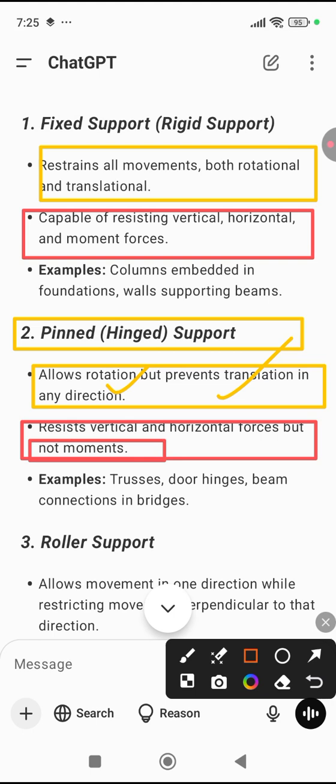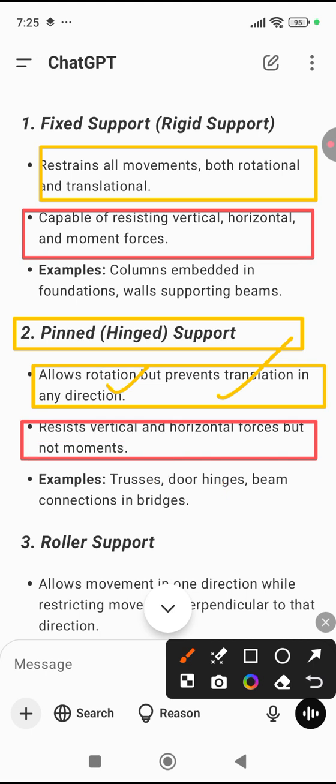And another one is roller support. But before this, the examples of hinge support are trusses. It allows only rotation, there is no translation. Trusses, door hinges, and beam connections in bridges are examples of pin support, or hinge support. In pin support, hinge support, we saw only rotation is provided, but it prevents translation in any direction.